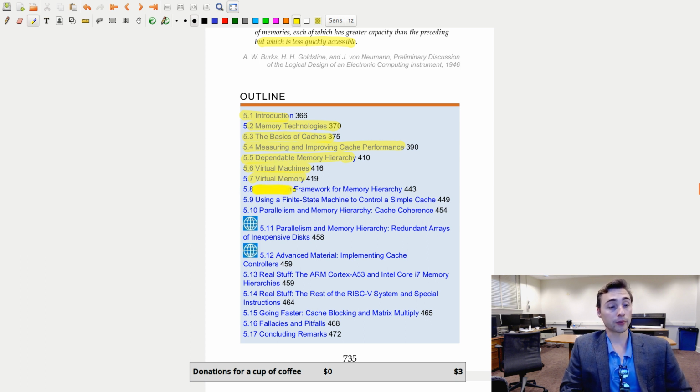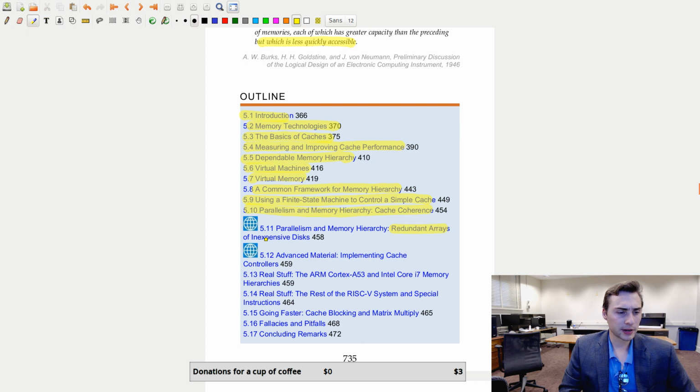A common framework for memory hierarchy, so probably some implementation. So how do we control a simple cache using something like a finite state machine? Then we'll briefly touch on some more advanced stuff, so specifically parallelism in the memory hierarchy. So how do we deal with things like cache coherence?